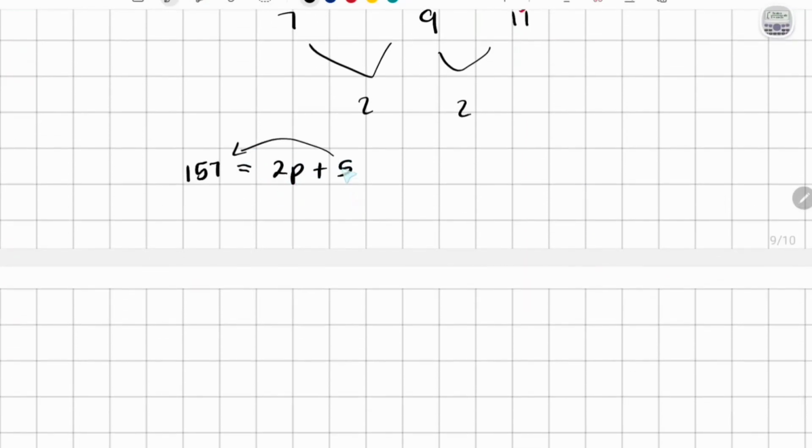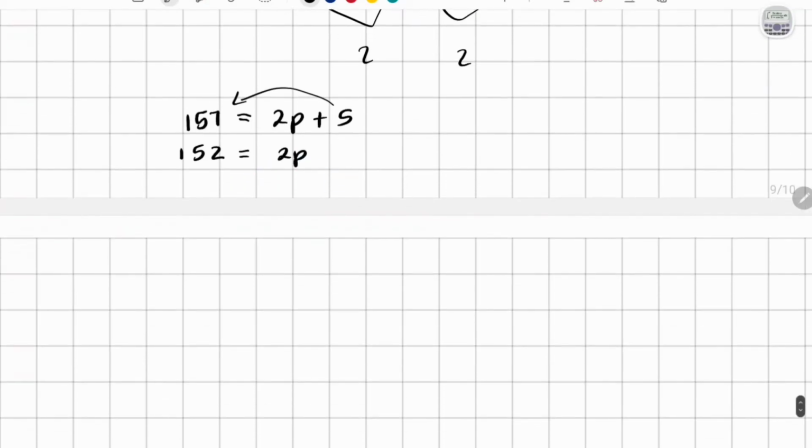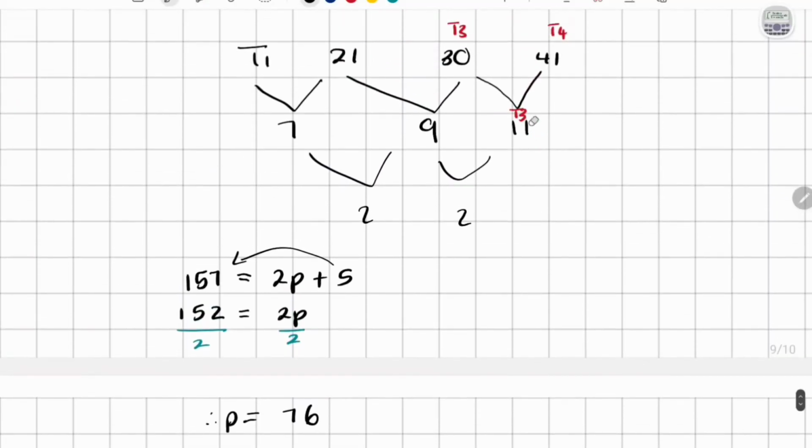You can take 5 over, that will become a minus 5. 157 minus 5 will be 152, which is equal to this 2n. Then we can divide both sides of the equation by 2. And so 152 divided by 2. You can just use a calculator though. That is 76. So n is equal to 76. n equals 76, right? So it means that the term here in the first difference is the 76th term.